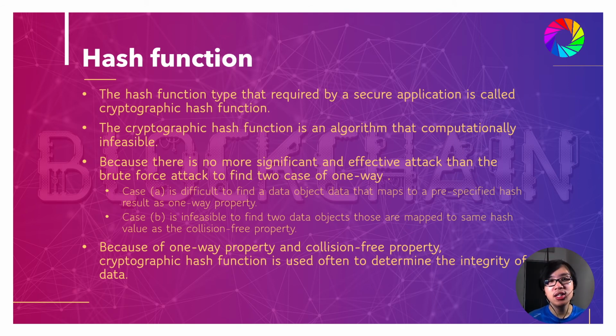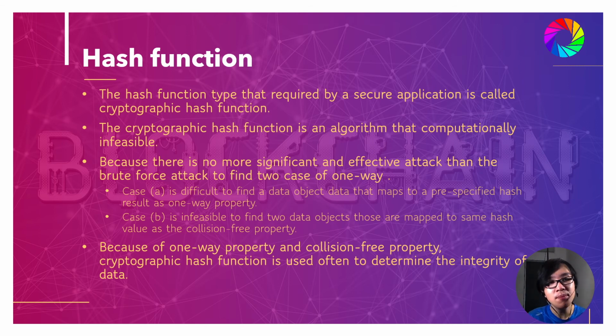So the hash function type required by a secure application is called the cryptographic hash function. The cryptographic hash function is an algorithm that is computationally infeasible to reverse. So we cannot reverse back the things, because there is no more significant and effective attack than brute force attack to find the two cases of one way. That means if we want to find two inputs that have the same hash value, we need to try one by one by brute force attack.